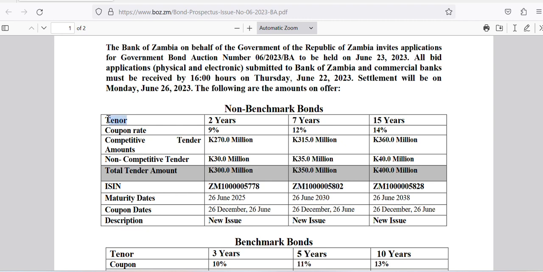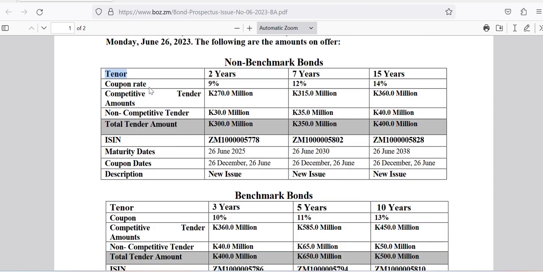So there's tenor. Tenor means the length of time that you are lending the money to the government. So the bond tenor is that period, stated in terms of years. The coupon rate is an interest rate that will be applied. This is the interest rate that you'll be getting on your bond per year. It is calculated per year. We'll see how that actually goes.